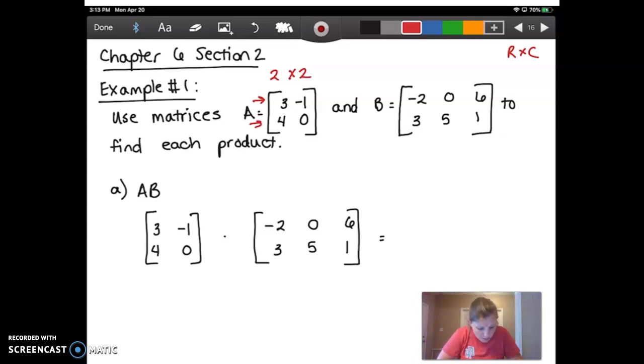Okay, so on this, we're going to have 2 rows in this direction, and then we have a total of 3 columns. So that's going to be a 2 by 3.